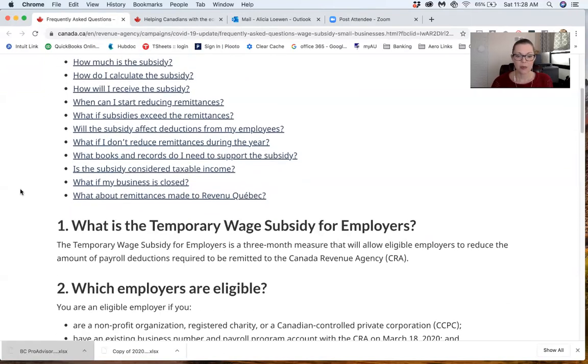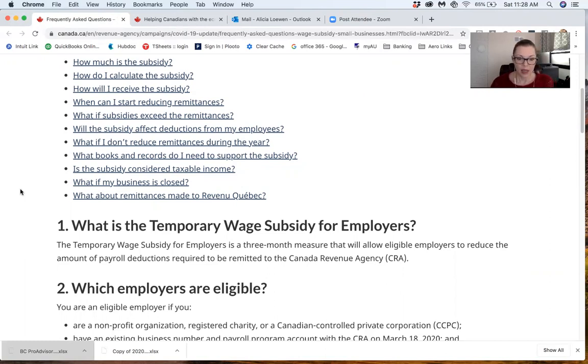So the temporary wage subsidy program is effective right now as of March 18th, and it will include wages paid to your employees on March 18th or later. So this is going to be based on the pay date, not the range of the pay period. So if you had people who worked earlier in March and then let's say your pay date was Friday, March 20th, then you can include that entire payroll in this subsidy program.